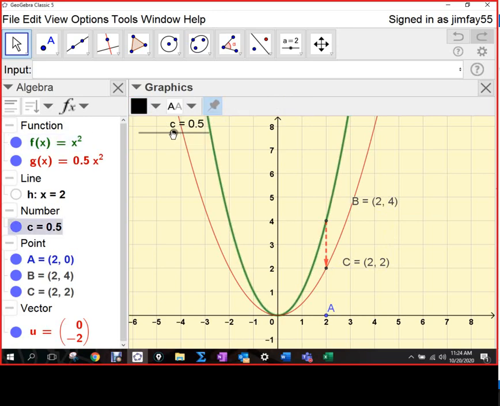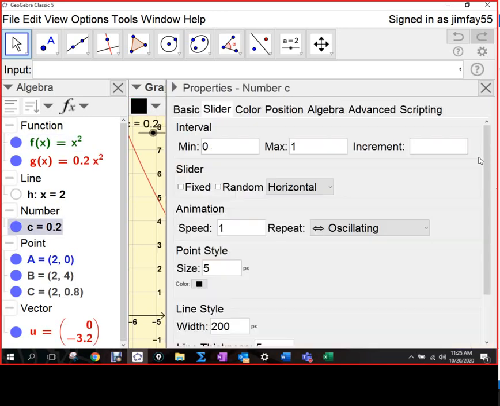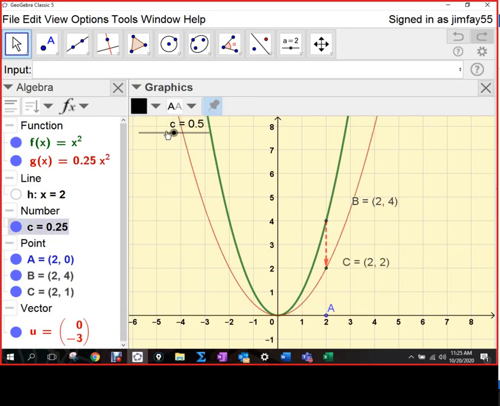If I would make it like 1/4, which I can't do with the way I got it set up, so let's go 0.25 increment. So if I go 1/4 as my c out in front, you see that number 4 gets multiplied by 1/4, and it becomes 1. So this is a horizontal compression.